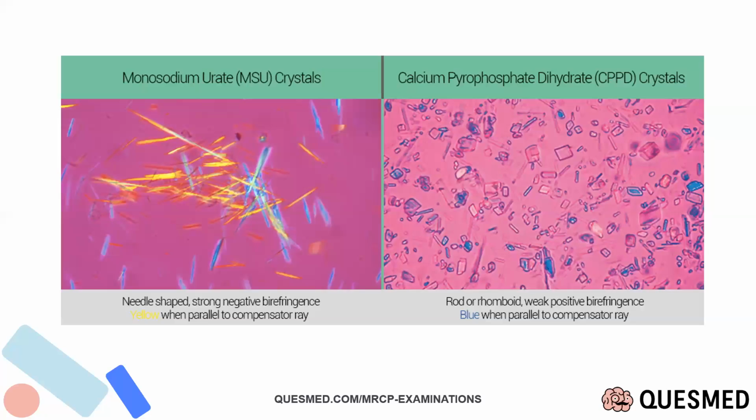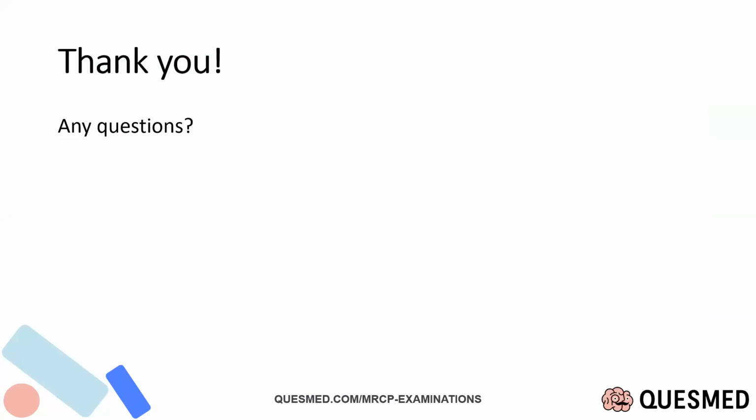And then finally, this is just a nice slide showing the different crystals. So like I said, memorize that you've got your rhomboid, positive birefringent crystals in CPPD, and then your needle-shaped, negative birefringent crystals in gout. And that's it. You'll be pleased to know. So I think hopefully you've got some time for questions.